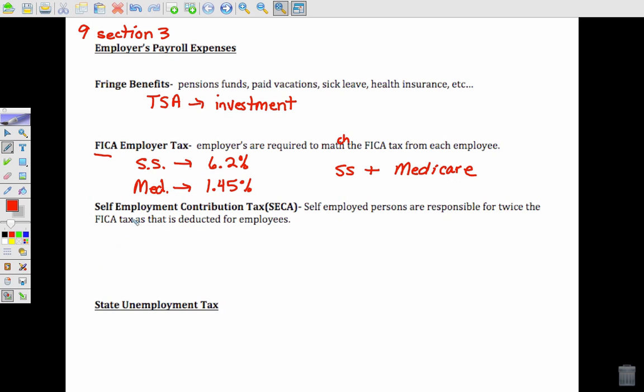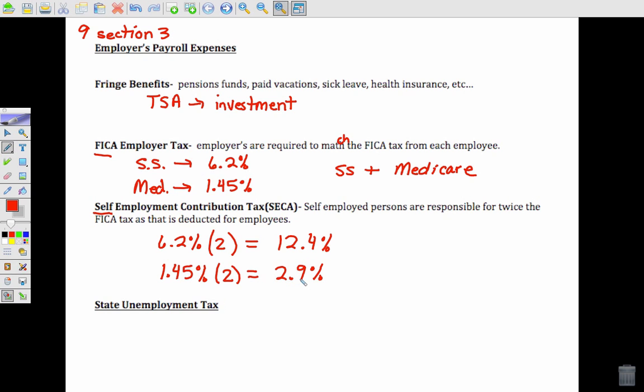Now, self-employment contribution tax: if you are self-employed, you have to pay both employer and employee portions. So you would take the 6.2% for Social Security and double it, which equals 12.4%. You have to pay that for yourself, being the employer. And you have 1.45% for Medicaid or Medicare, and double that, which is 2.9%. So these are the percentages you would use to figure out your FICA contribution if you are self-employed.